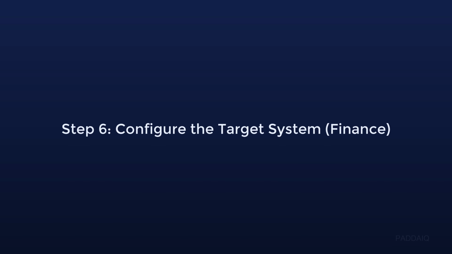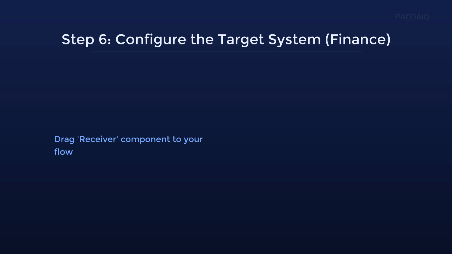Step 6. Configure the target finance system. Drag receiver component to your flow. This action adds the system that will receive your data, which in this case is your finance system. For instance, you would drag this component onto the design canvas to specify where your customer payment records should be sent. This step physically places the destination into your integration process.